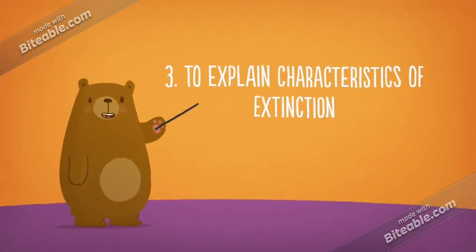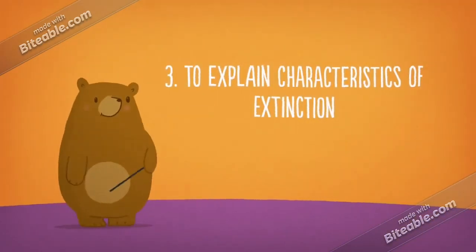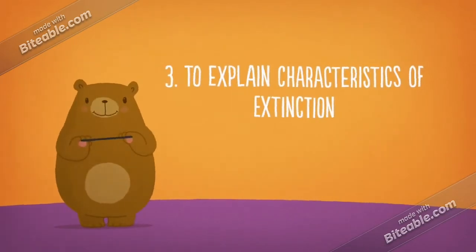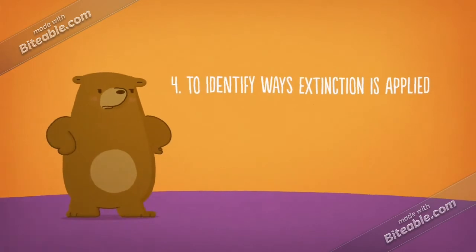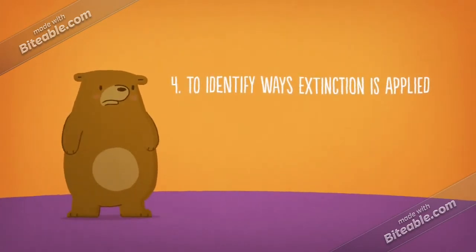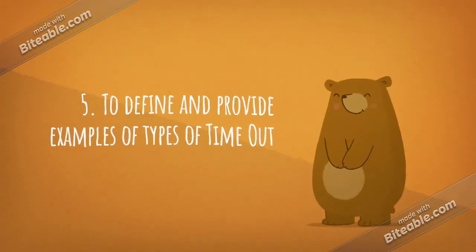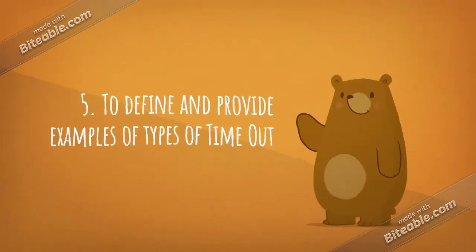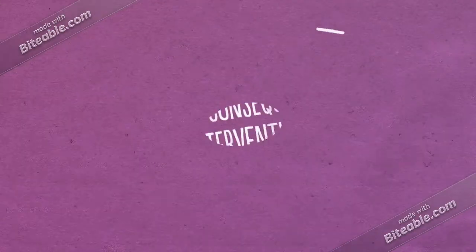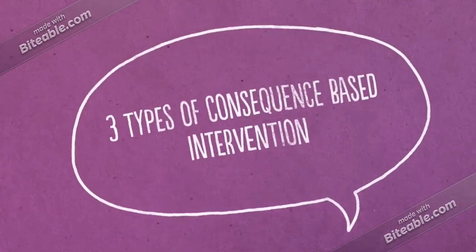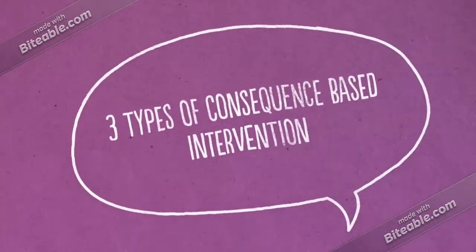Number 3. To explain characteristics of extinction. Number 4. To identify ways extinction is applied. Number 5. To define and provide examples of types of timeout. 3 types of consequence-based intervention.